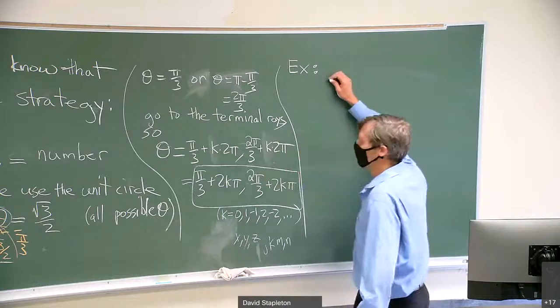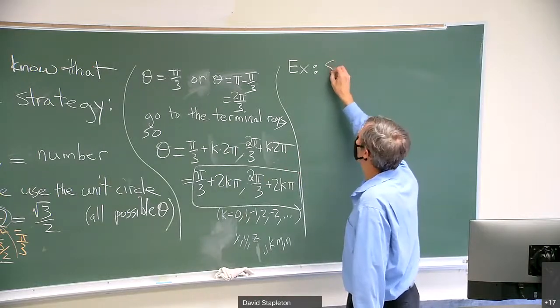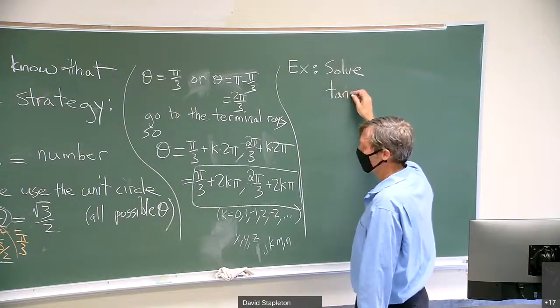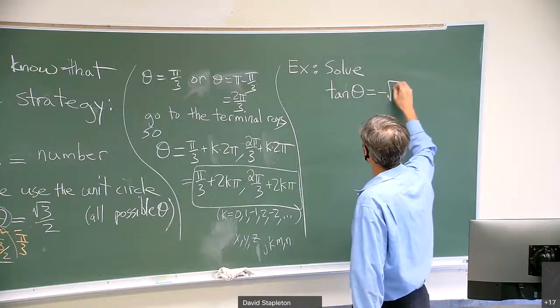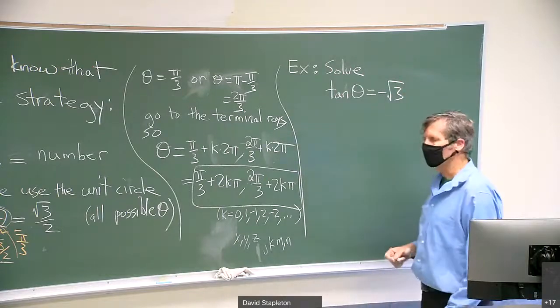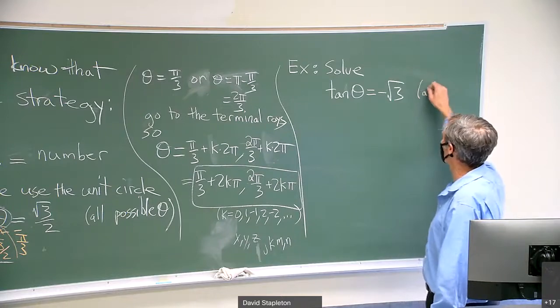Now, the next example is a little harder. We're going to move these up a little bit. Suppose I do the same thing, but with the tangent. Suppose I want to solve tangent of theta equals minus the square root of 3. How about that? What's harder about this one? In some sense, it's not all that much harder. I can solve it for all possible theta.